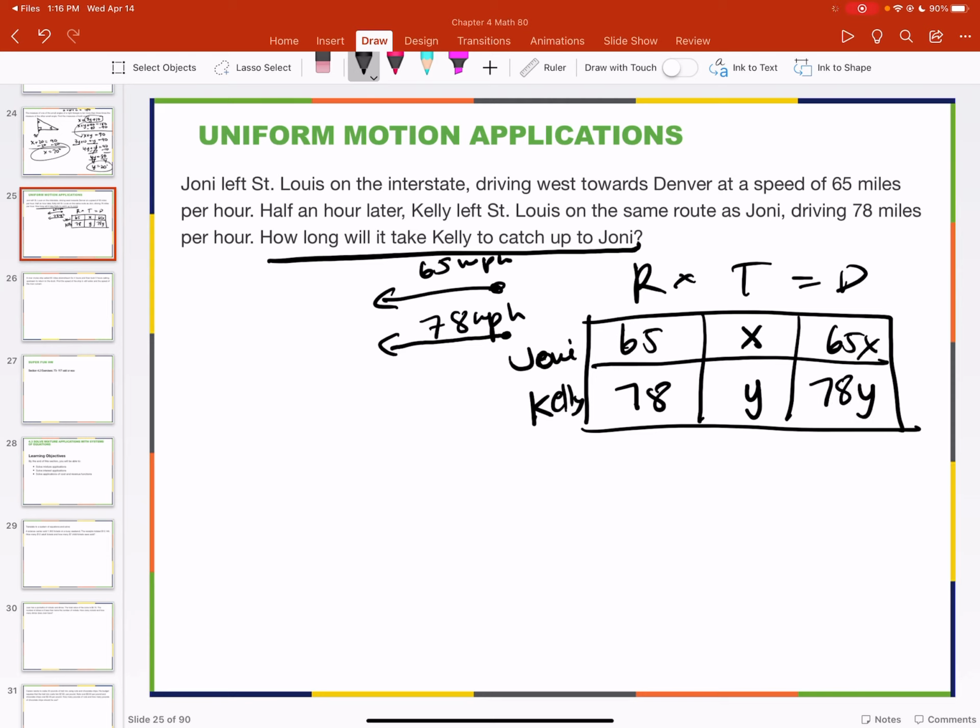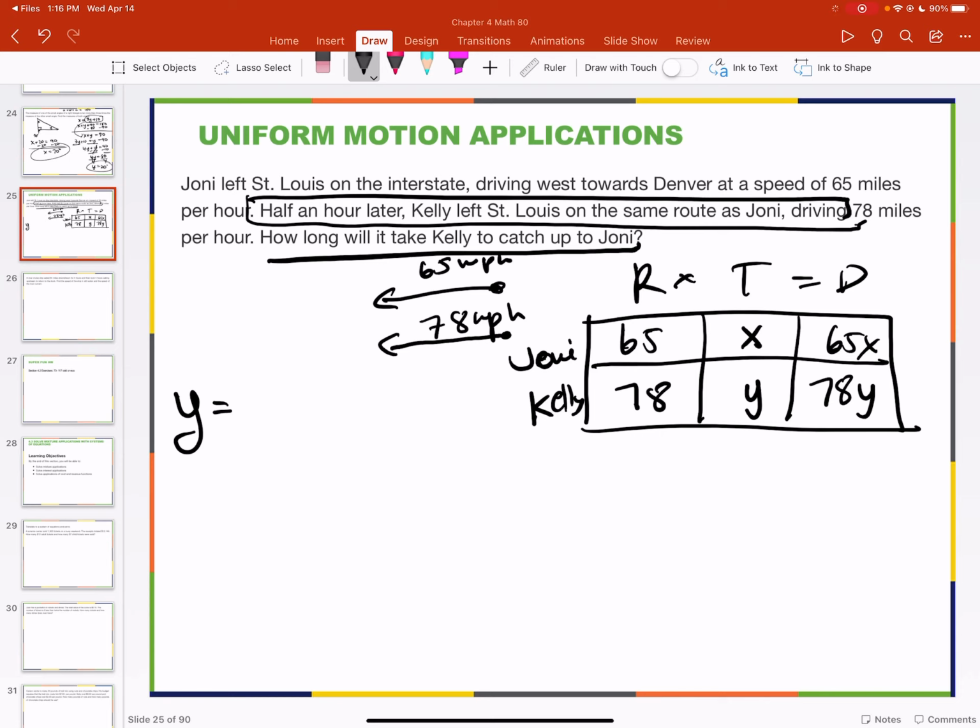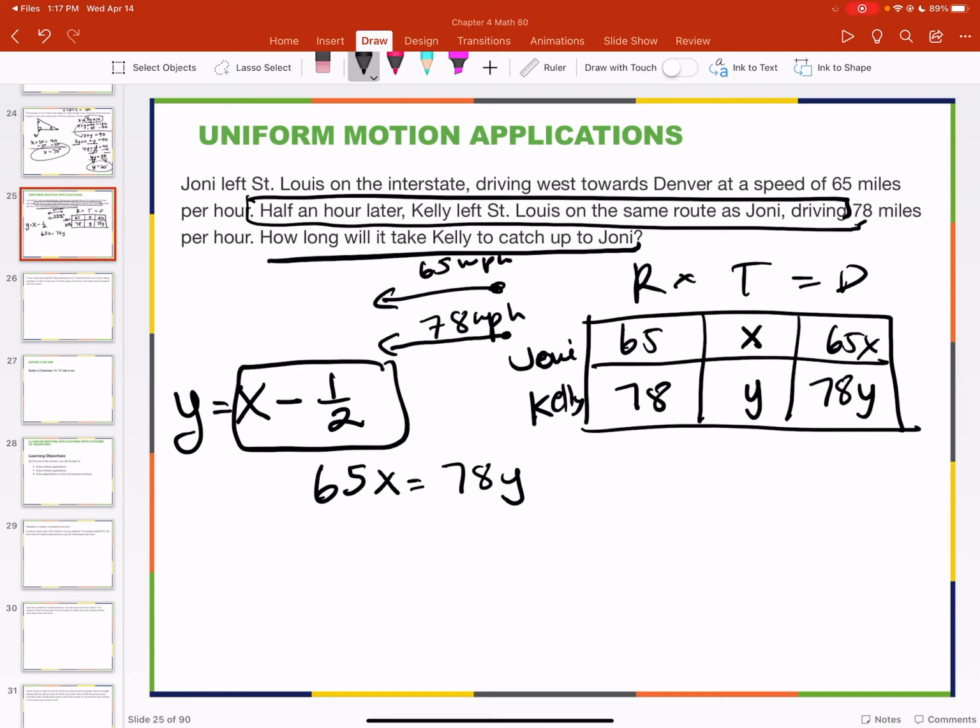The other thing is that Kelly left half an hour later. So the time that Kelly drives is the time of Joni, but minus half an hour. So y equals x minus 1/2. Okay, so we know that. So then we want to know how long it will take for Kelly to catch up to Joni. That means when are the distances going to be equal? So when is 65x equal to 78y? But we have here y is equal to x minus 1/2.